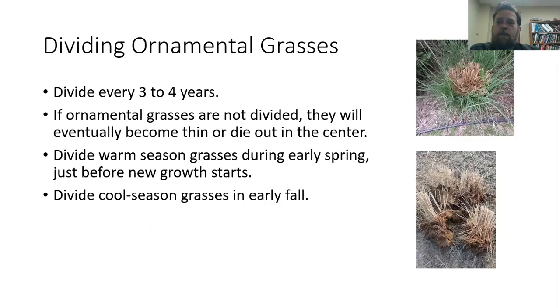So for dividing ornamental grasses, the process is relatively straightforward, and you do want to divide them about every 3 to 4 years. If we don't divide them, they can start thinning out or dying out in the center. You can see a picture of that in the top image there. We don't want to have that sort of crown appearance. We want to make sure that the entire plant area is growing actively.